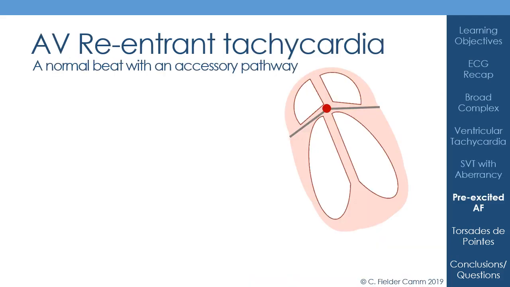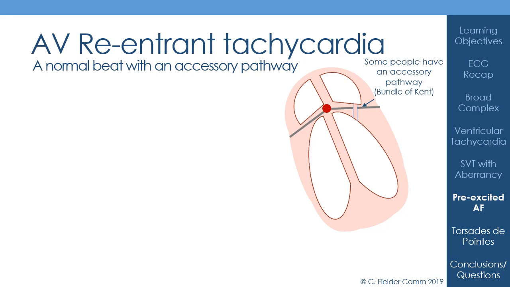Okay, so what is pre-excited atrial fibrillation? Well, very simply, it's atrial fibrillation in somebody who has an accessory pathway that's able to conduct signals very quickly from the atria to the ventricles. So to show how that works, I'm just going to quickly recap normal heartbeats and accessory pathways. So you've got the atria and ventricles normally being electrically isolated, and the AV node being the only way signals can get from the atria to the ventricle.